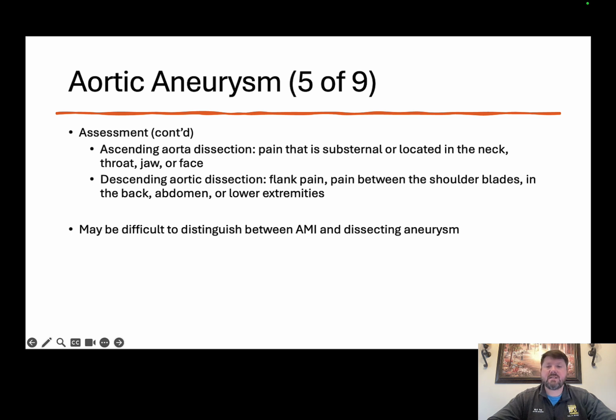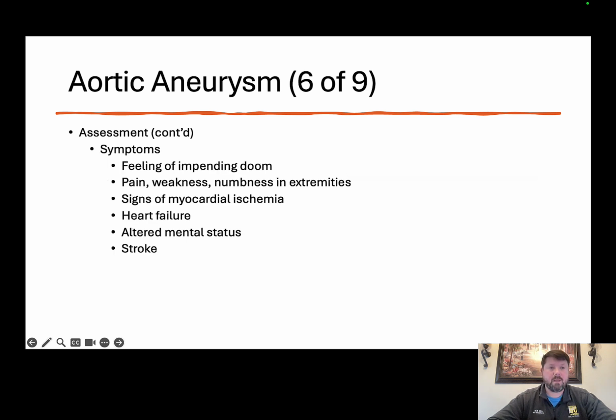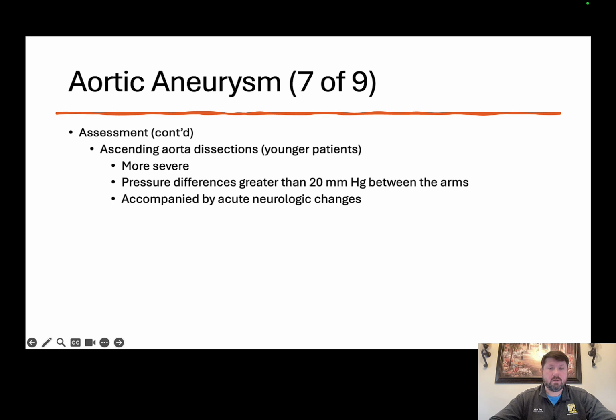but a number of distinctive features may help differentiate it. These features include feeling of impending doom, pain, weakness, numbness in the extremities, signs of myocardial ischemia, heart failure, altered mental status, signs of stroke, paraplegia, cardiac arrest, sudden death, or syncope.